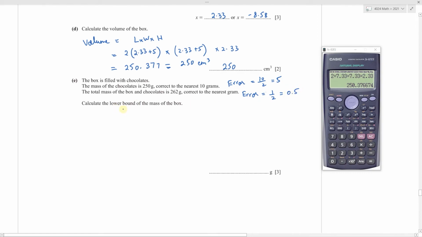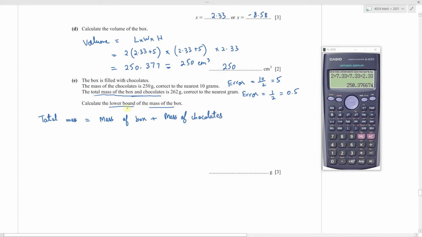Calculate the lower bound mass of the box. So you know that the mass of box and chocolates, let's call it total mass. So mass of box and chocolates, total mass, is equal to mass of box plus the mass of chocolates.